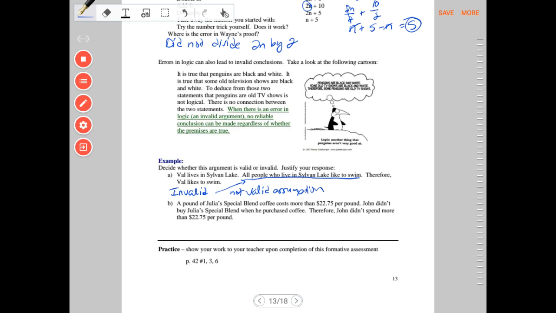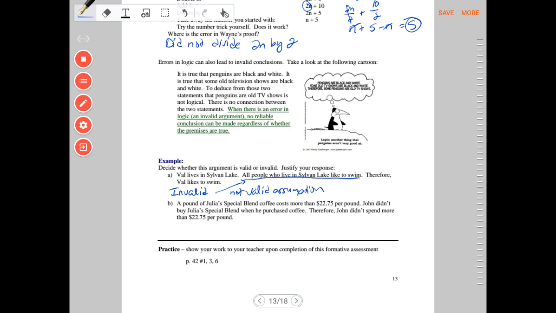Okay? Part B. A pound of Julia's Special Blend coffee costs more than $22.75 per pound. John didn't buy Julia's Special Blend when he purchased coffee. Therefore, John didn't spend more than $22.75 per pound. Again, pause the video, see what you think, turn it back on, and I'll tell you what I think.